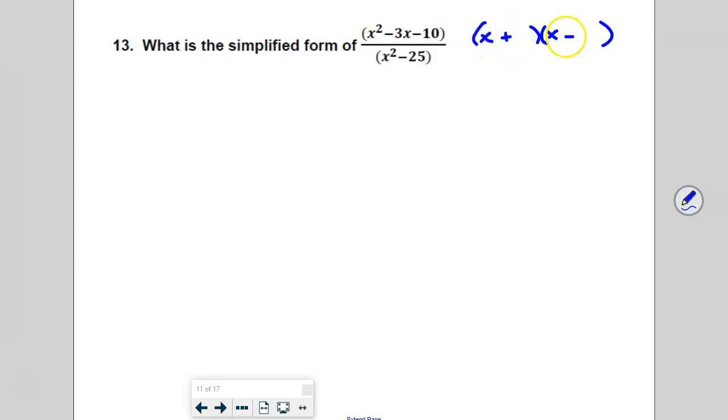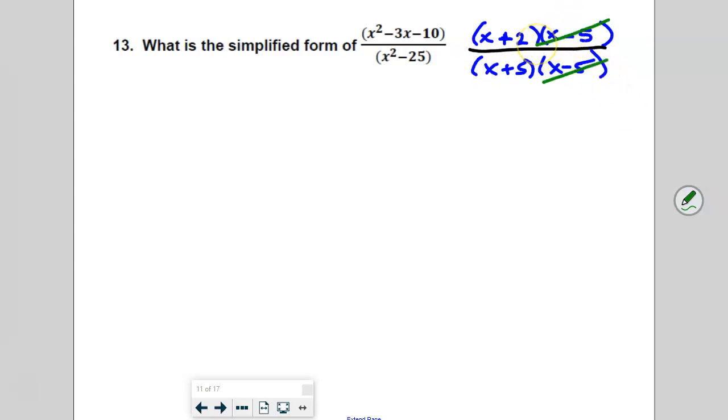So since you have to multiply to a negative 10, you need opposite signs. And then, oops, yeah, I almost tricked myself. That's a positive 2 and a negative 5. That will add up to negative 3. And then in the denominator, when you factor that guy, that's just a difference of squares, a good twin, evil twin question. So x plus 5 times x minus 5.